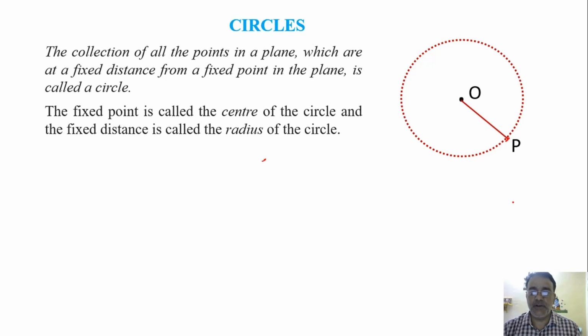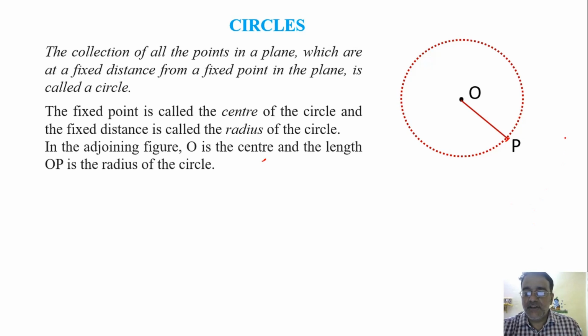So the fixed point is called the center of the circle and the fixed distance is called the radius of the circle. In the adjoining figure, O is the center and OP is the radius, and it is denoted by small r or capital R according to our choice.